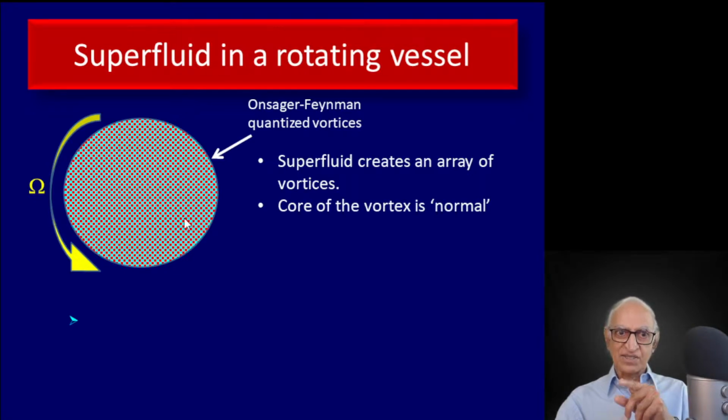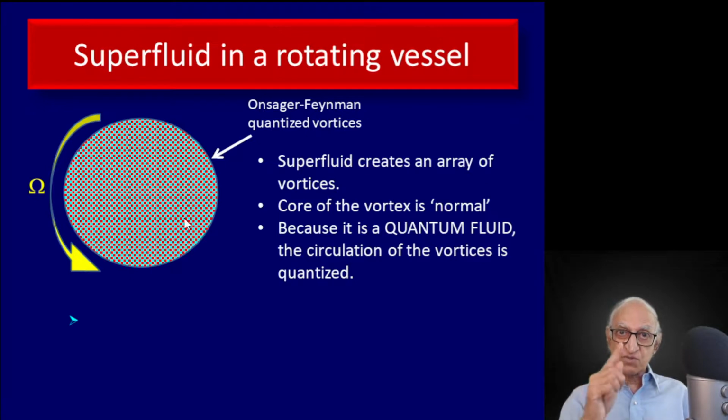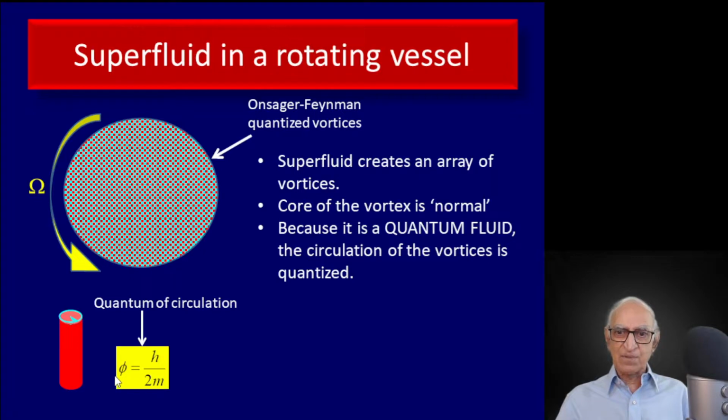Now the core of the vortex is normal. Now this vortex is not like a vortex in your wash basin or in your cup of tea. You're dealing with a quantum liquid. A superfluid is a quantum liquid. So just as in an atom, angular momentum cannot have any values. It must be multiples of Planck's constant, 1h or 2h or 3h. Similarly, this circulation cannot have any arbitrary value. It must be in multiples of the quantum of circulation, which is Planck's constant divided by 2m. Convince yourself dimensionally, Planck's constant divided by mass has the dimension of circulation.